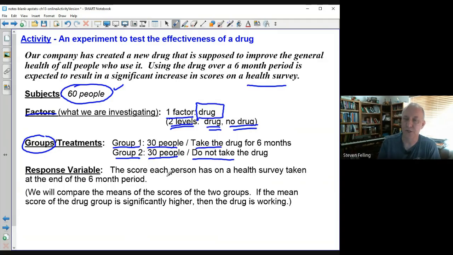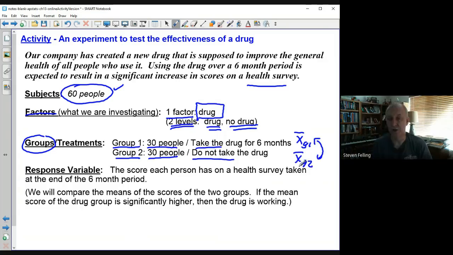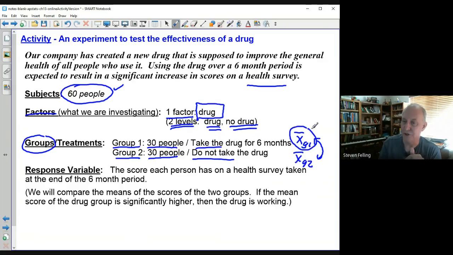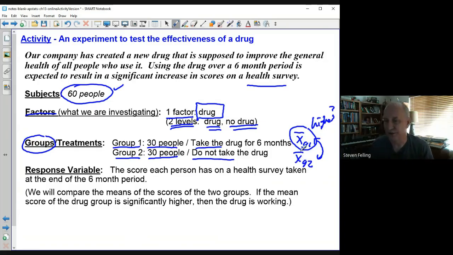And then what we can do is take all of group 1 and find the average health score for group 1, and take the average health score for group 2, and compare those 2 averages. The idea is that if the drug mattered, then this average should be higher. That's what we're thinking. We're hoping this is going to be higher than this average because the drug made a difference. All right, so that's the idea.